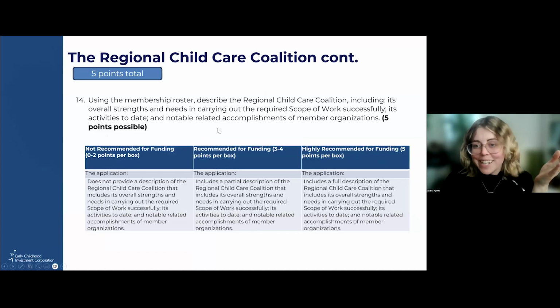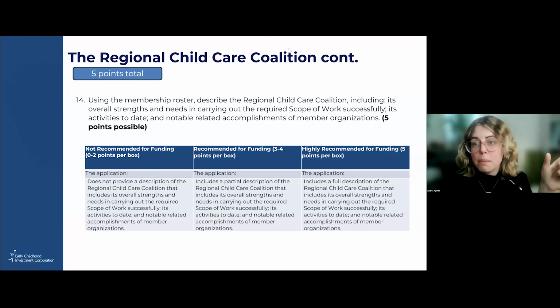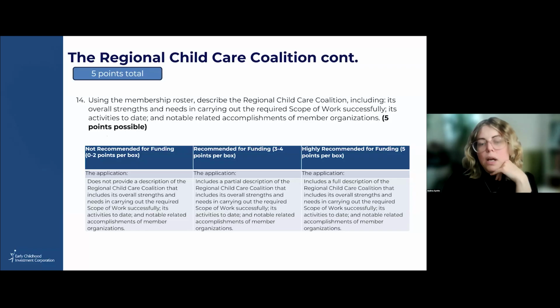And this is the question that I was talking about, where we're going to cite that membership roster and we're going to really make sure that they align, because we're going to want you to talk about the strengths and needs in carrying out the required scope of work successfully of these members that you have listed. You're going to want to talk about their activities to date, any notable accomplishments, the coalition's notable strengths and accomplishments. So we really want to build out a well-rounded picture of who you have in your membership roster. You're listing, and then you're going to narrate their strengths.